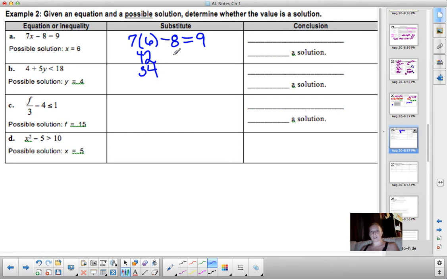Now remember, this is an equality problem, so we should really have brought this equal to 9. Should bring them both down. Is 34 ever equal to 9? No. My conclusion then is that x equal to 6 is not a solution. It doesn't work when I plug it in. This is not a true statement.